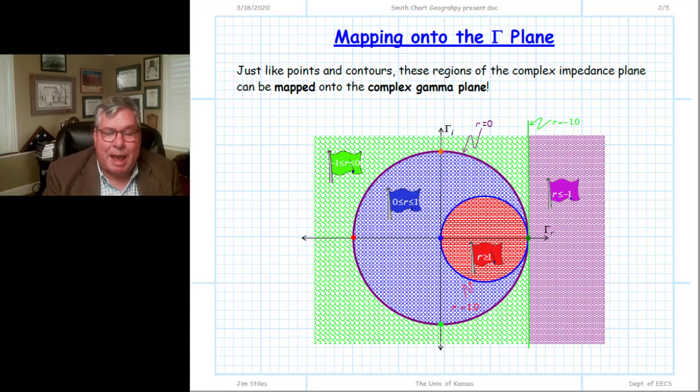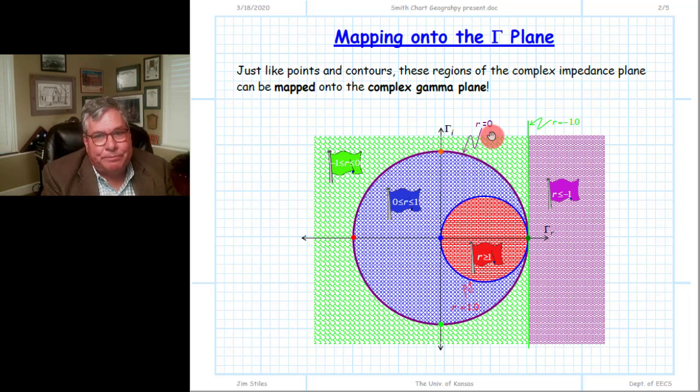So here are those mappings. Again, we go through and we know that the mapping of the vertical contour in the normalized impedance plane of r equal to 0 maps onto the unit circle in the complex gamma plane. R equal to 0 means that the impedances are purely reactive, purely imaginary, and we know that maps to a circle whose magnitude of all points, whose magnitude of gamma, is equal to 1.